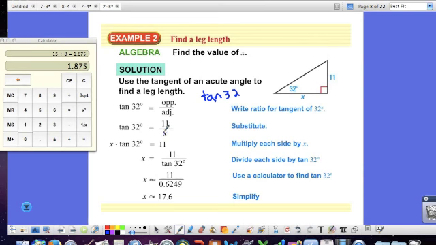So we have to go ahead and multiply both sides. So you have x, we have here, times tangent 32 equals 11, okay? And now divide back up here. We need our tangent of 32 on the bottom.